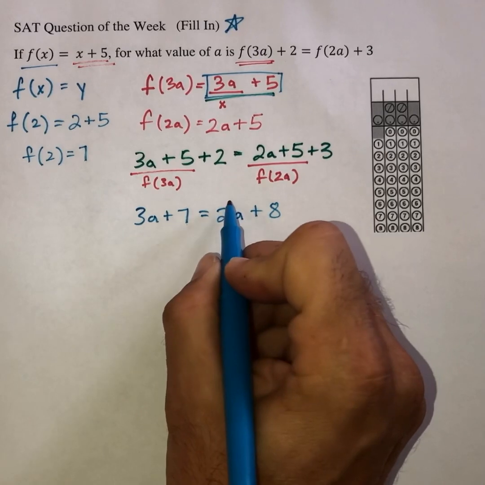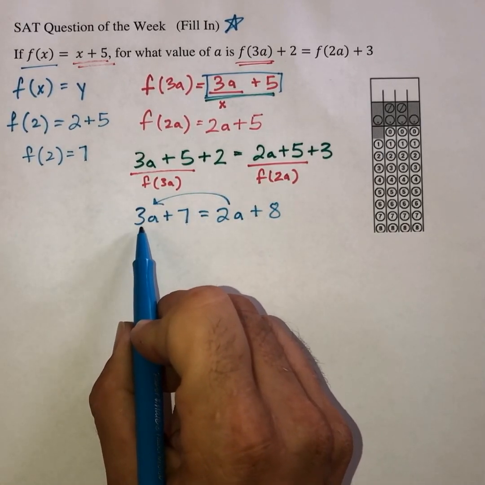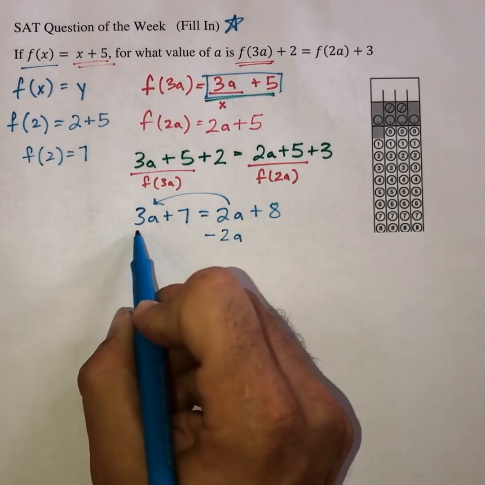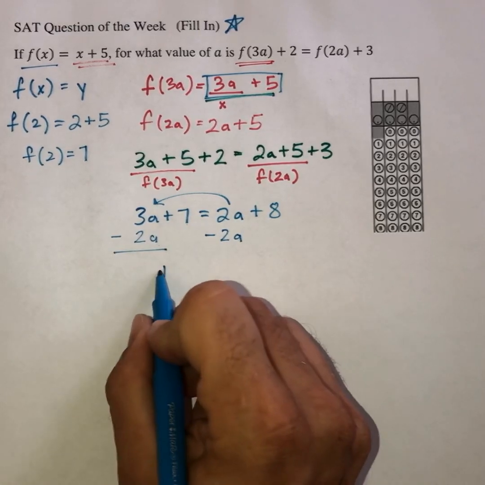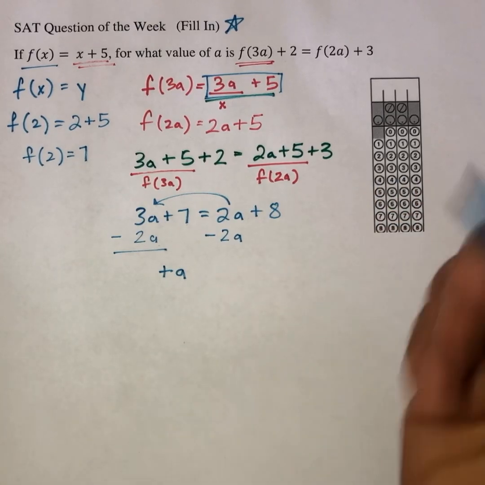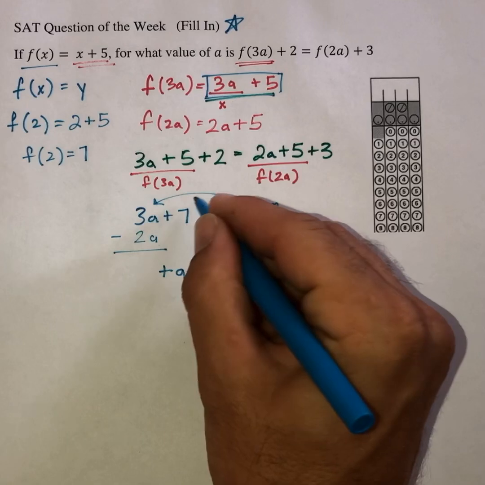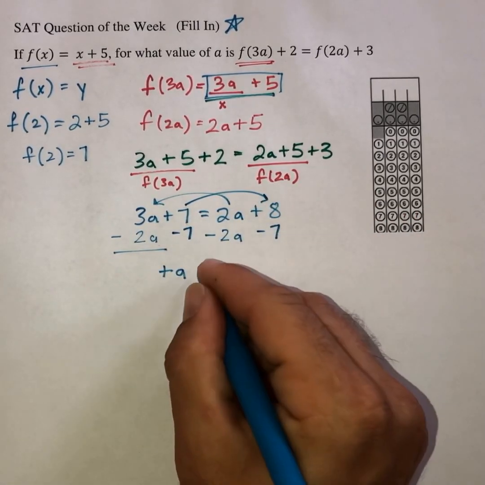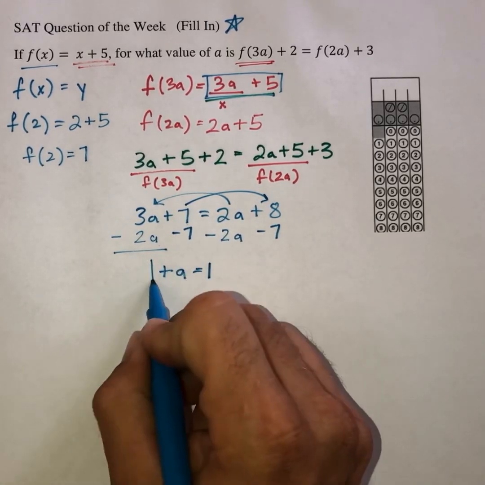I like to move my letters first. I like to move them where there are more letters. So in this case, I have 3a here, 2a here. What that allows me to do is keep my a positive. If I had moved the 3a to this side, I'd end up with negative a, and you'd have to change signs in the end. So I'm going to move my numbers right, subtract 7 here, and move them to the other side. A is equal to 1 in this case.